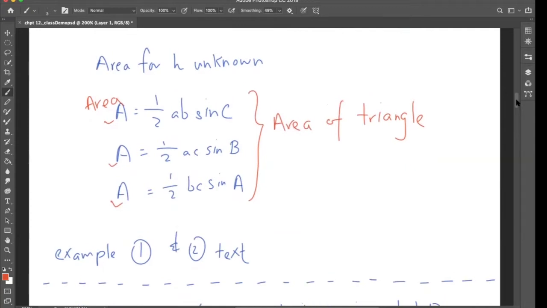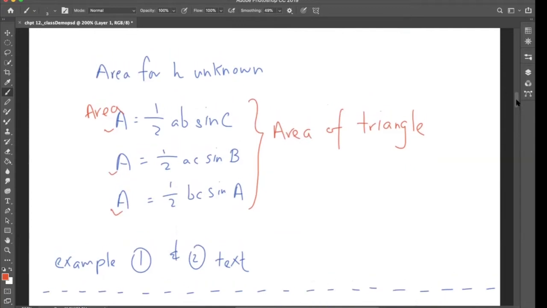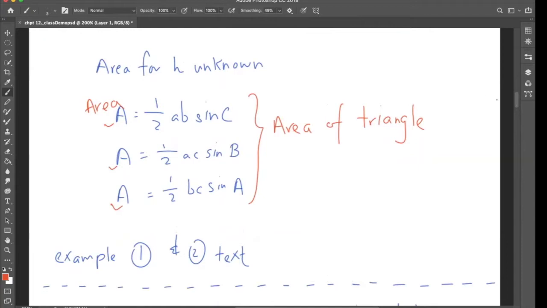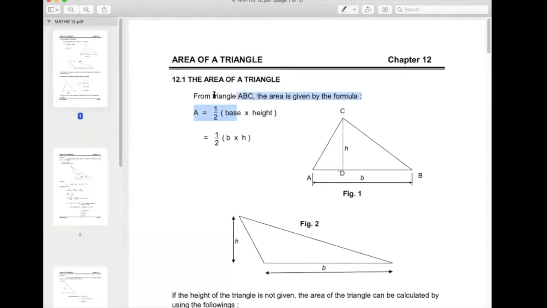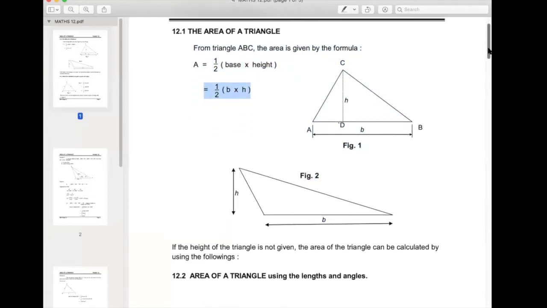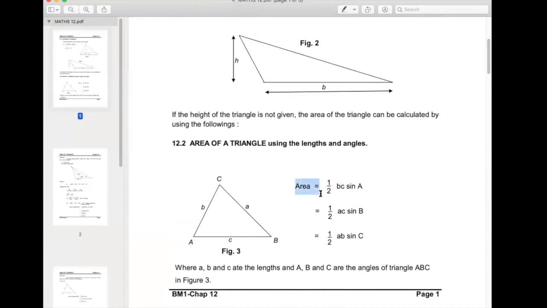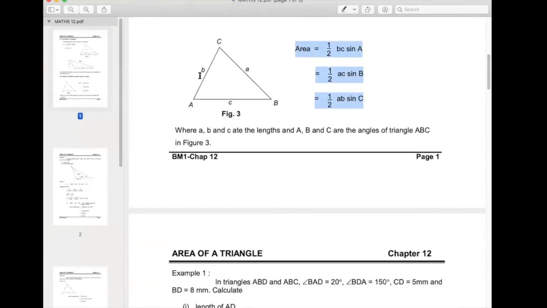So let's try example 1 and 2. Okay, let us go through example 1 and 2. So I'll go to the text. So for triangle ABC, this is the area given to me. So just now we already deduced how to get half a b sine C, for the 3 different scenarios, even when we shift the sides, right? A, B, and C.